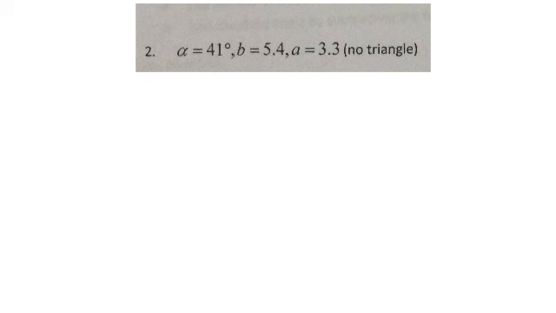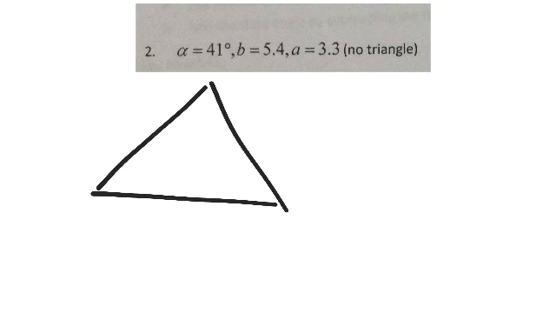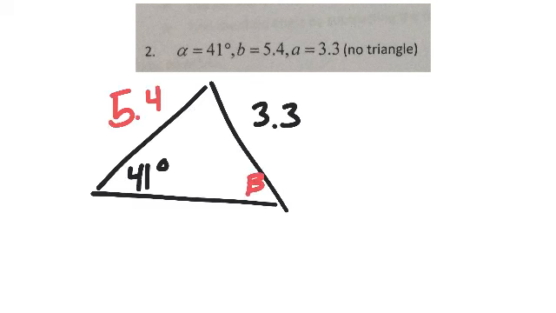So, if I was drawing this triangle, I've got alpha here, which is 41 degrees. Okay, so across from alpha is side A. Well, it tells me side A is 3.3. So I put that over there. I know side B is 5.4. So this has to be angle beta. And then I don't know angle gamma or side C.